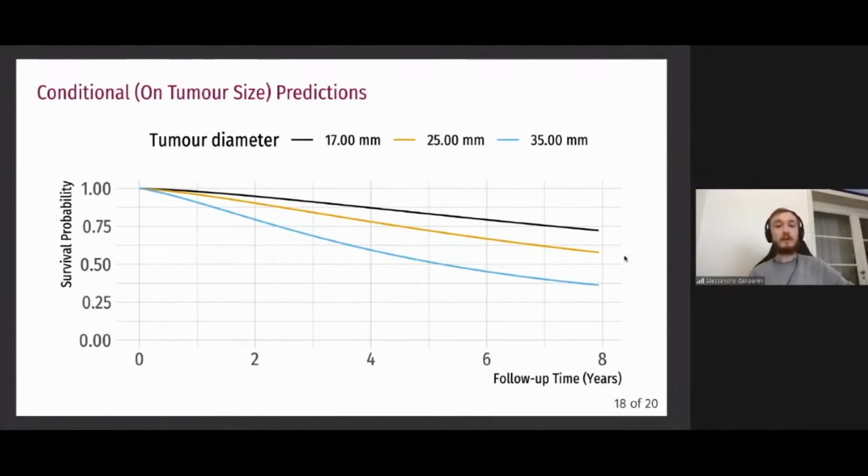For instance, here we have predictions conditional on a given volume. So we have, say, 3 hypothetical women with cancer detected at different sizes. And we can see that we obtain 3 very different survival probabilities, actually. And we can see, as expected, that the blue line, that is large tumors, actually have worse prognosis.